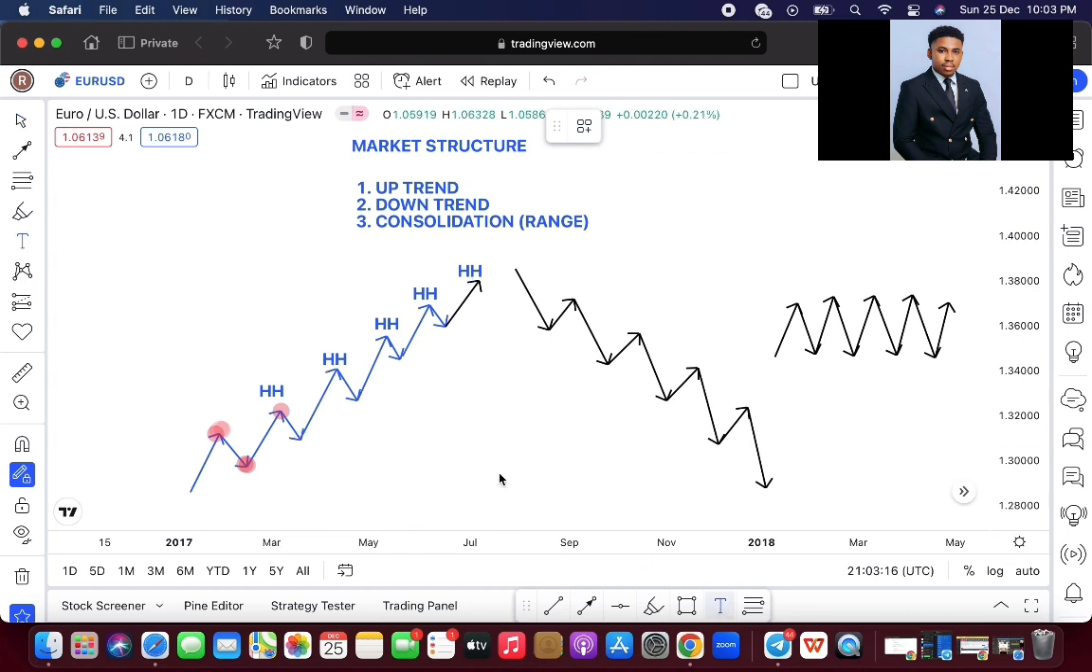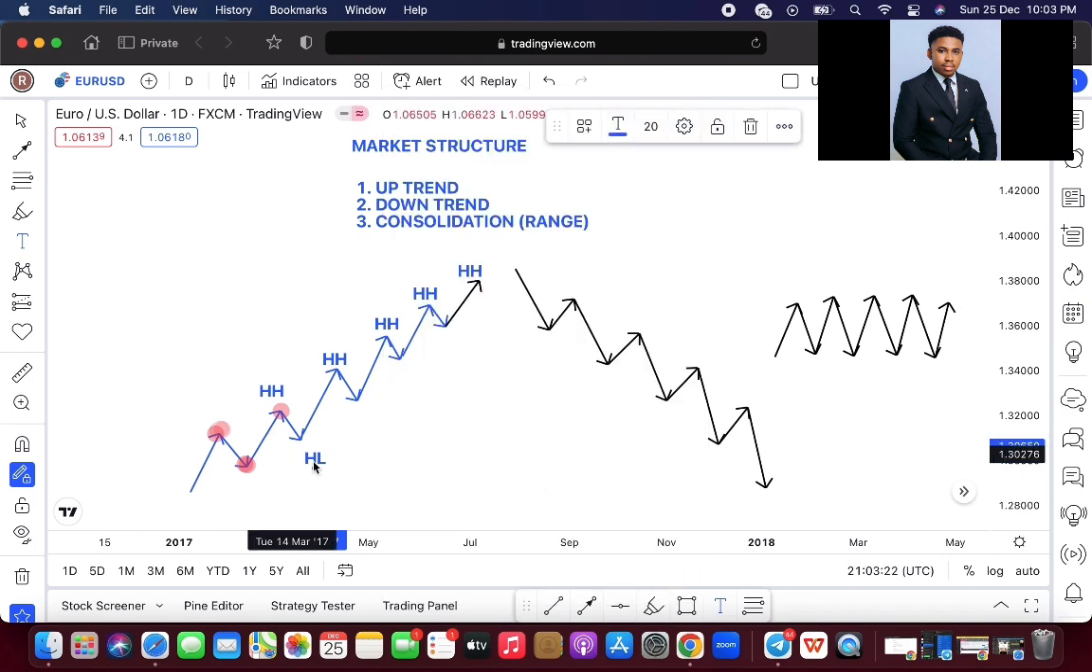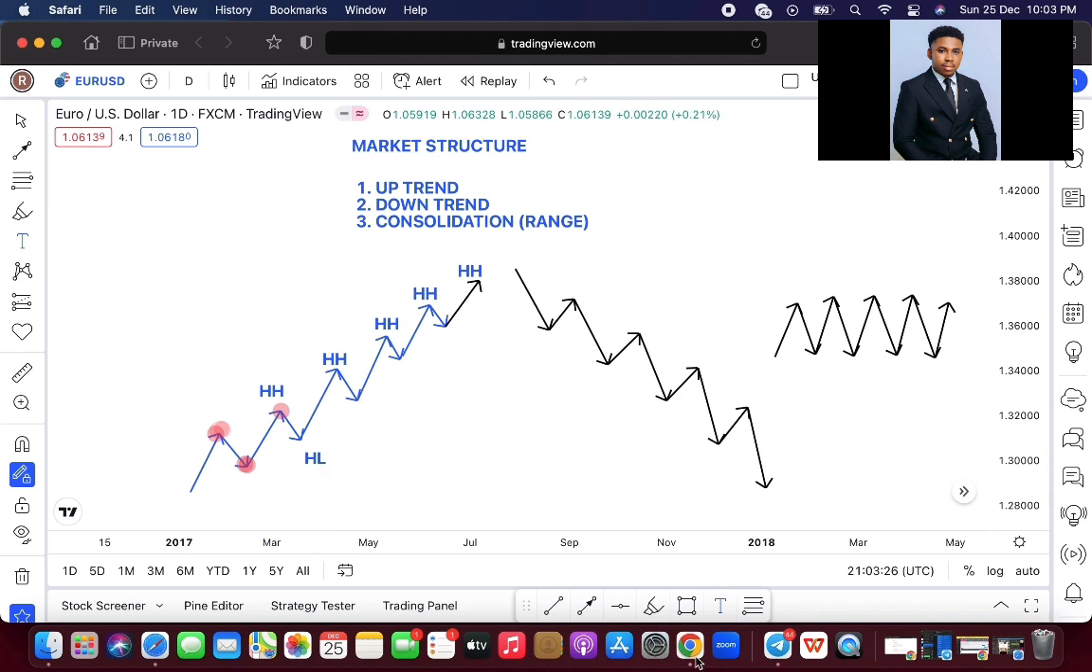Okay, so I'm just going to write that here. Okay, HL for higher low. So that goes to show you that an uptrend makes higher highs and higher lows. You can see this is a higher low, and the next one after that is also a higher low.